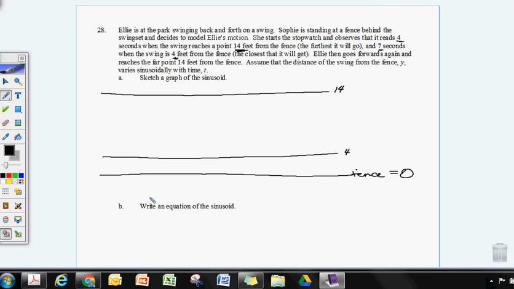Okay, so they're swinging back and forth. The first point that she reaches after 4 seconds is the top of here. So 4, and she's at 14. Then she swings and she hits the bottom point and comes back up. And she hits the bottom at 7 seconds, and she's 4 feet from the fence. That's all the info I need to be able to solve this.